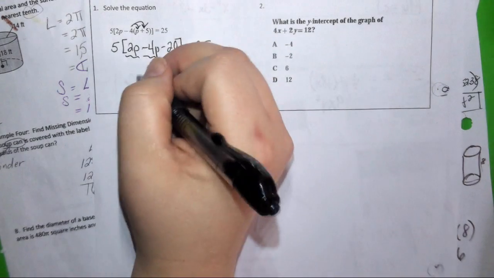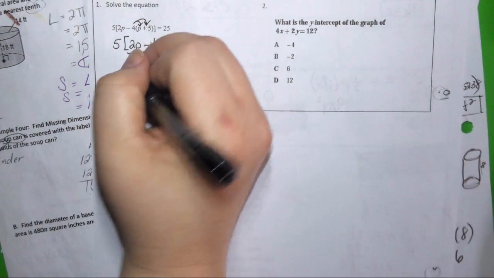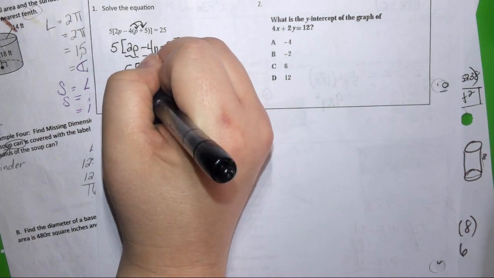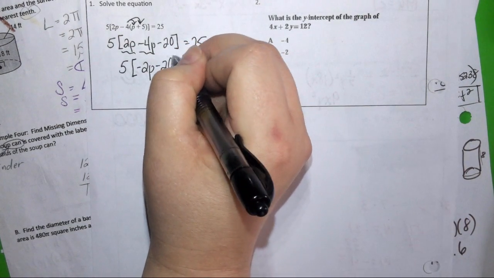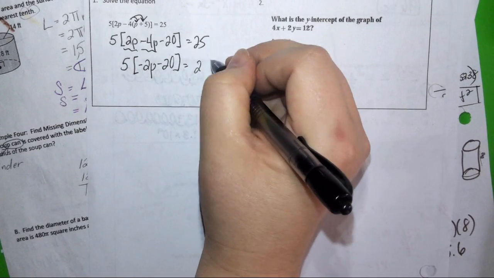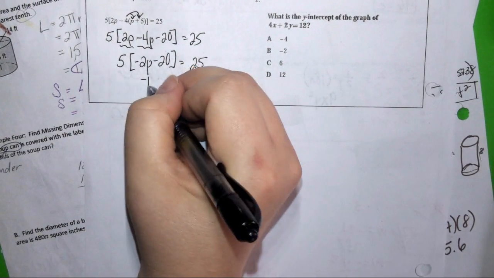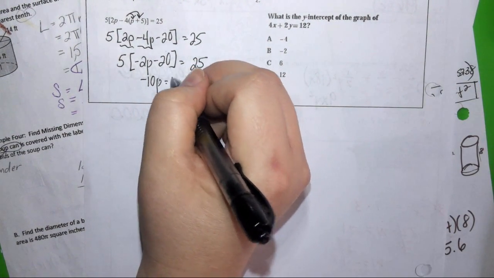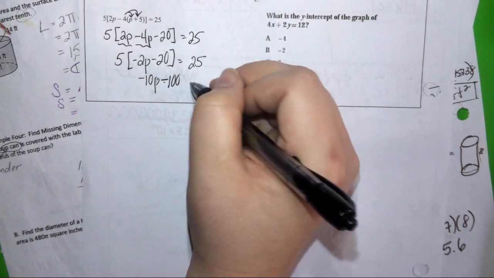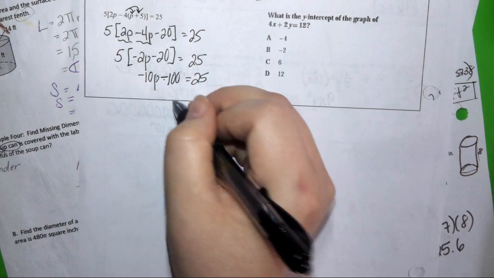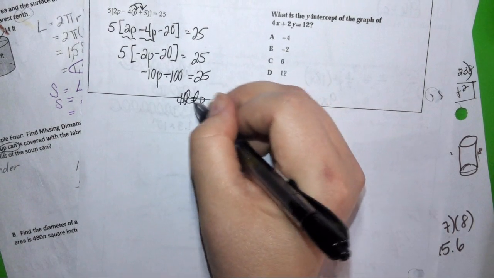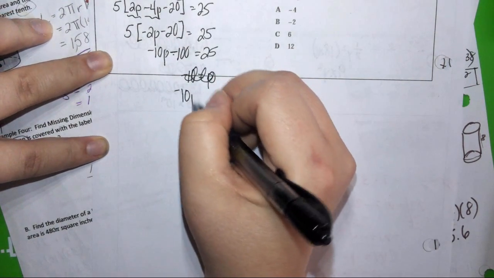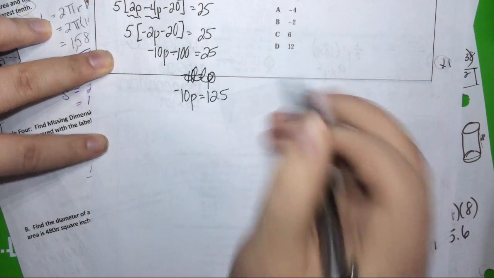You need to add those that are like terms. Again, PEMDAS means use your parentheses first. You're creating more work for yourself if you don't check to see if there are any like terms. Now you can distribute the 5 and have -10p minus 100 equals 25. So -10p equals 125. That's all wrong. So what does p equal?